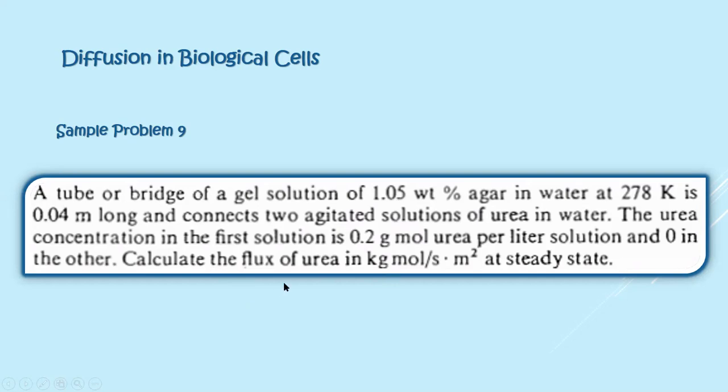You are to calculate the flux of urea. As I expected, urea is the one that is going to diffuse in this particular scenario. So in this case, what particular formula are we to use, since we have urea diffusing to a different container that does not have any urea, through this gel solution consisting of agar and water?